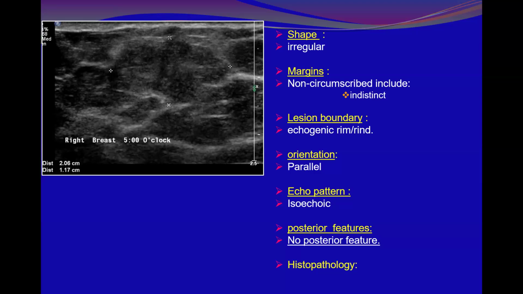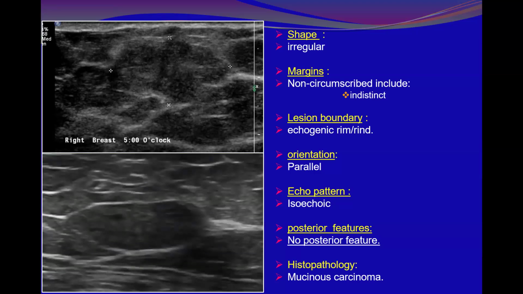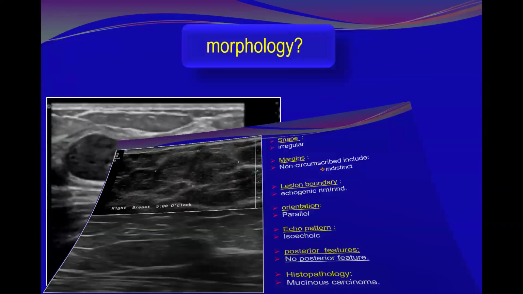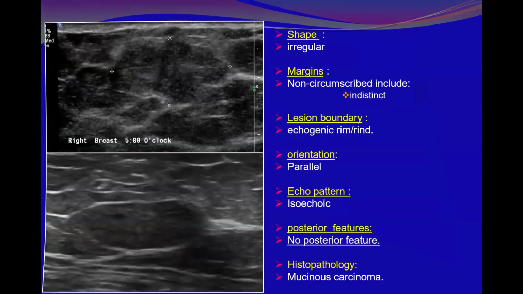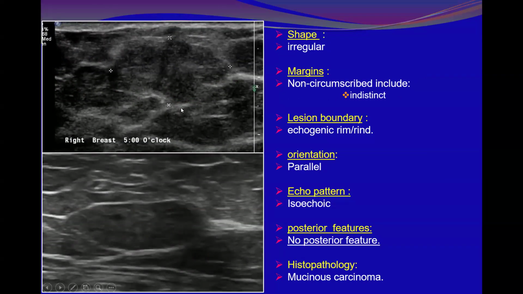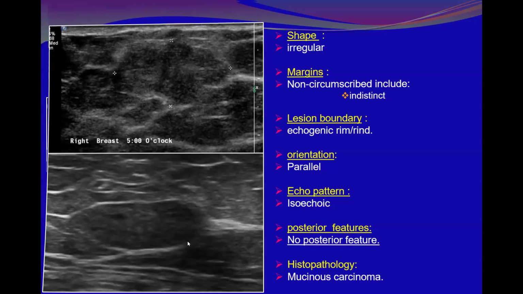So if it is malignant, which one is more in favor? Okay, it is mucinous. It was mucinous cancer. You can compare this isoechoic and this isoechoic, but look at the lesion here, the complete pseudocapsule. Okay.